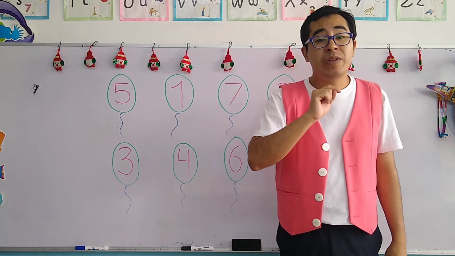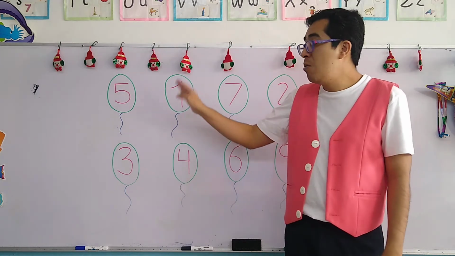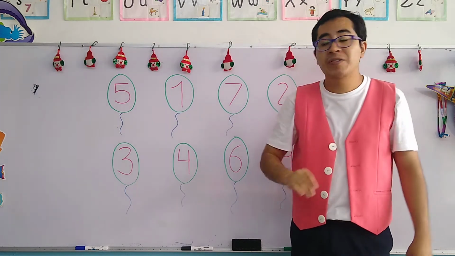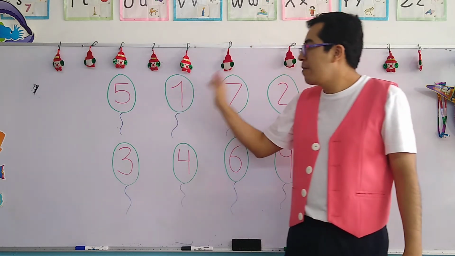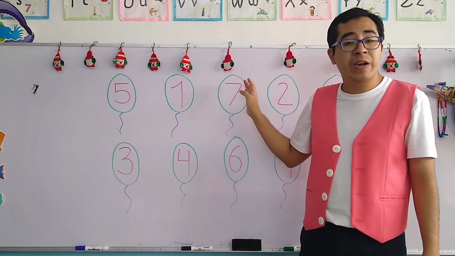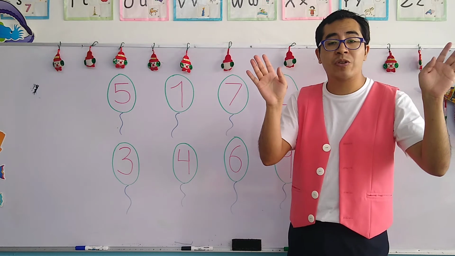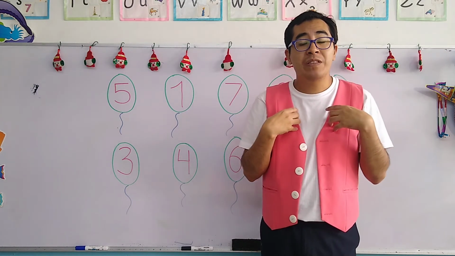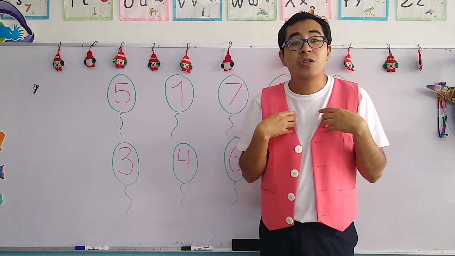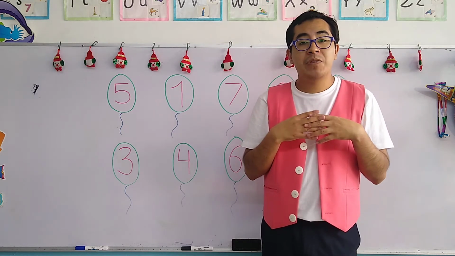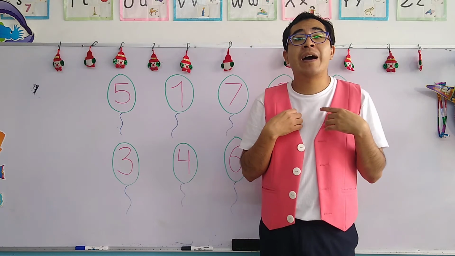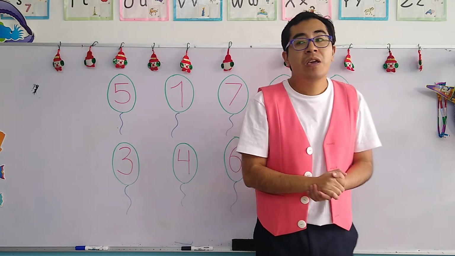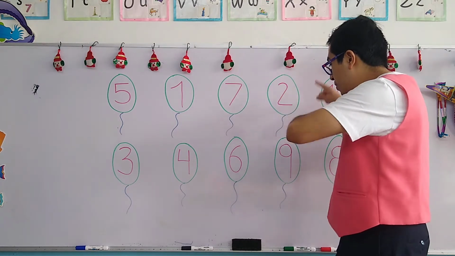Now, the most important part here is that the balloons are not in order. They are in disorder. That means here we have a 5, here we have a 1, here we have a 7. It's in disorder. So, what you have to do with the help of the teacher is that we are going to vamos a encontrar the number that I say. For example, if I say number 7, here we have to look for number 7.